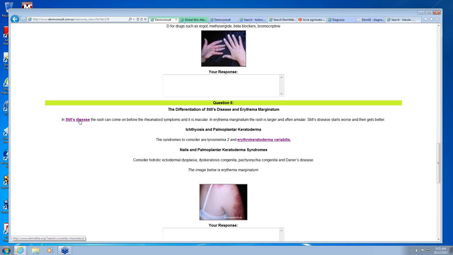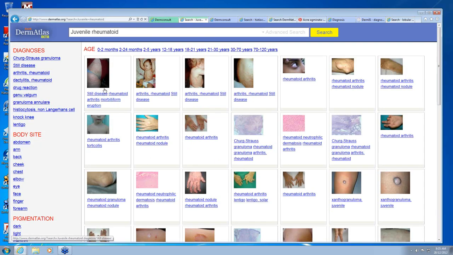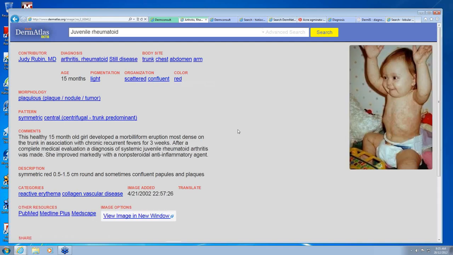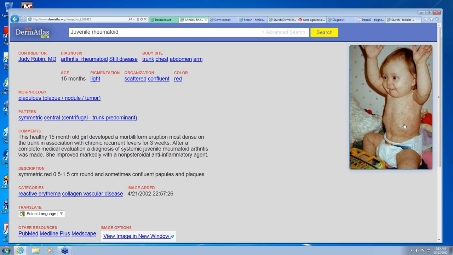This is looking at DermAtlas, just a quick glance to see what they have on this condition. Yeah, there's our child with Still's. You know, it really does look measles-like, doesn't it? It's a macular, confluent macules and papules, they're saying there. Healthy 15-month-old girl, morbilliform eruption, chronic recurrent fevers. After complete medical evaluation, a diagnosis of systemic juvenile rheumatoid was made. Improved with a non-steroidal anti-inflammatory.